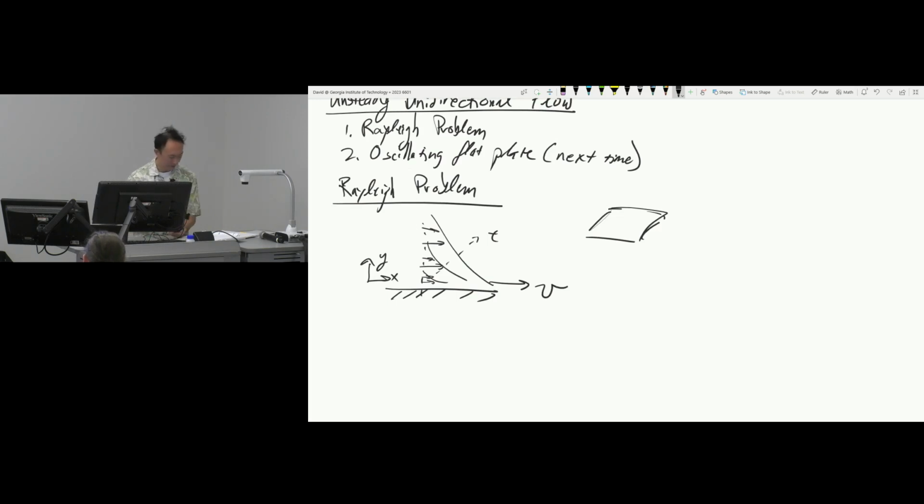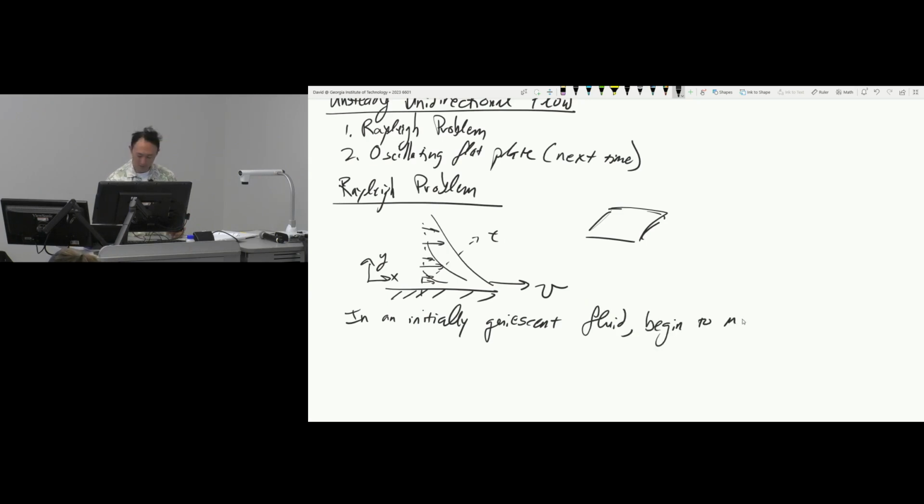All right, and initially quiescent fluid, we begin to move the planar lower boundary at speed v.